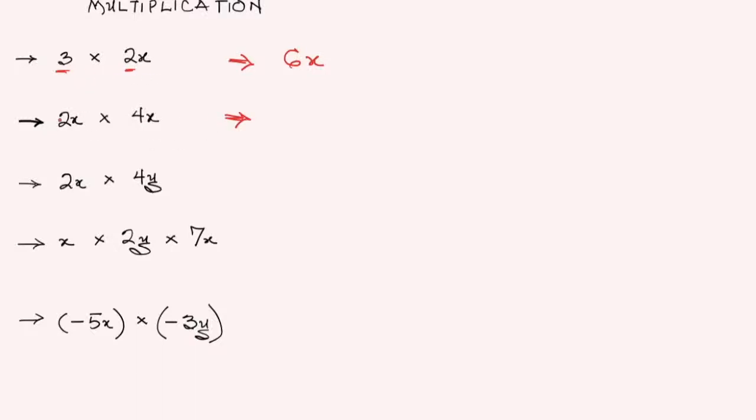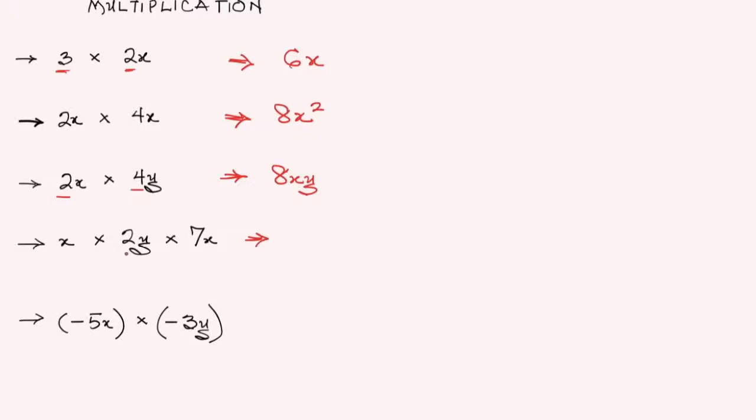So we have 2 times 4, which is going to be 8, and then x multiplied by x is going to be equal to x squared. So 2x multiplied by 4x is equal to 8x squared. Now what if we have unlike terms such as this? Well, we still go ahead and multiply the numeric parts, which is 2 and 4, sorry. And 2 multiplied by 4 is equal to 8. Now, x multiplied by y can also be combined to give us xy.